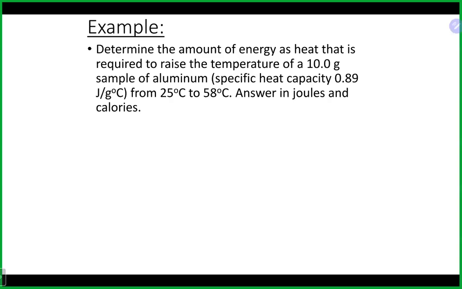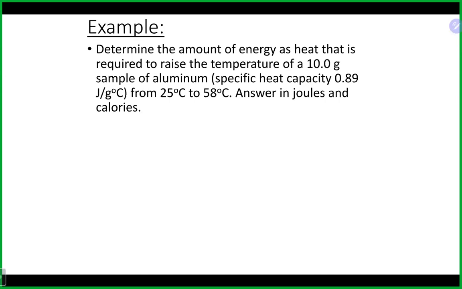All right, let's try one here. Determine the amount of energy as heat required to raise the temperature of 10 grams of aluminum that has a specific heat capacity of 0.89 joules per gram per degree Celsius from 25 to 58 degrees. Give your answer both in joules and calories. So take a few moments here and see what you come up with.